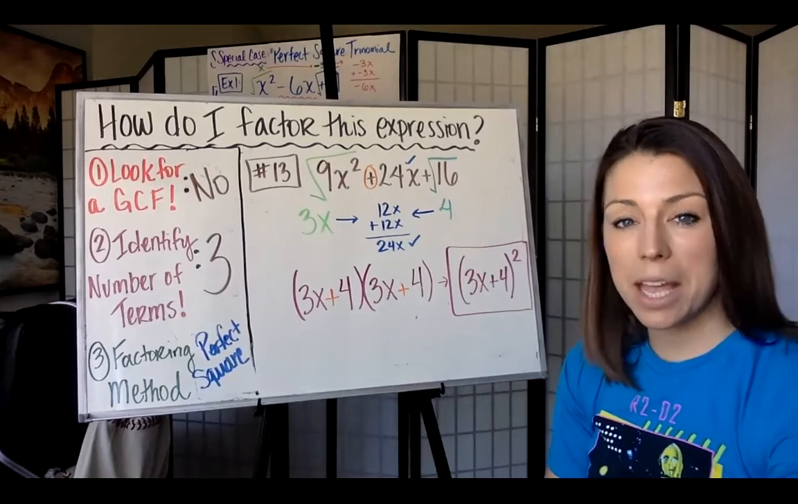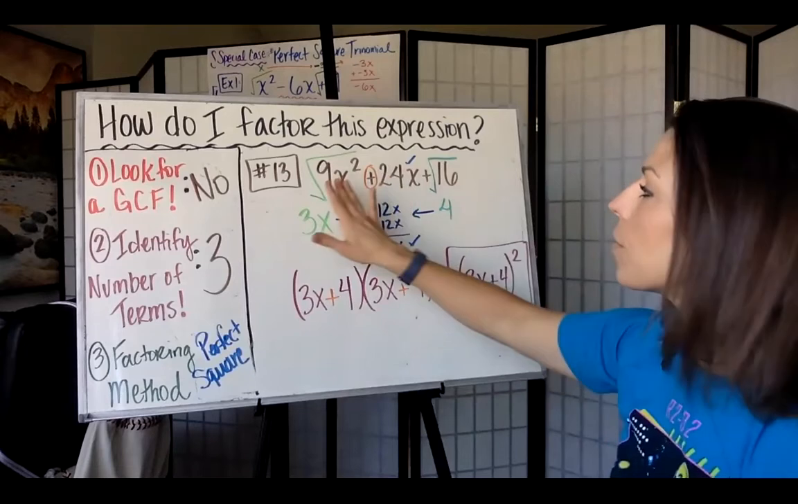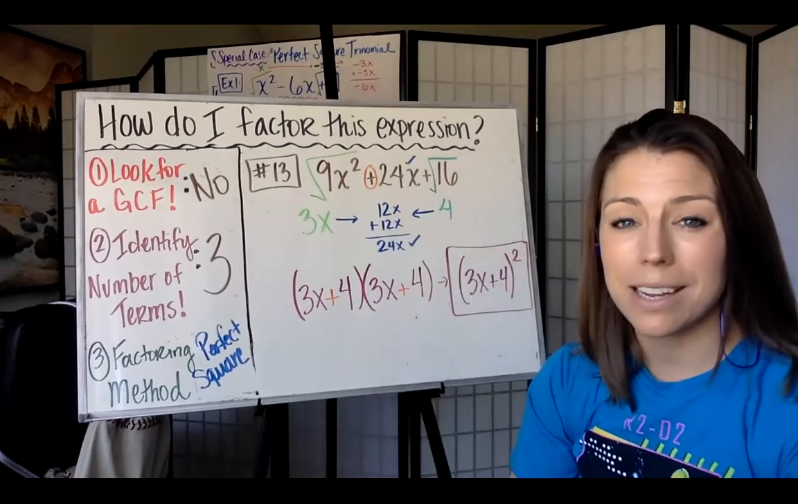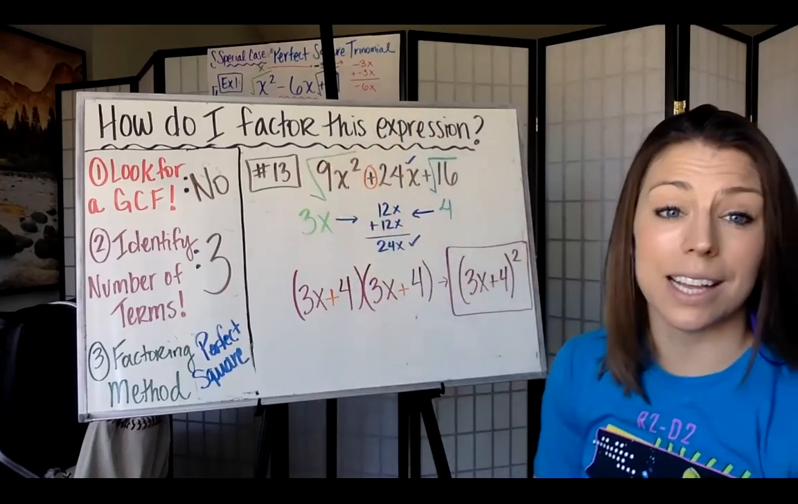Did you have to do it this way? No, you could have done supergrouping, you could have done double cross, but again, that requires you having to multiply 9 and 16, and that creates a pretty big number, where if you would just realize that these are perfect squares, you could do this a lot simpler.